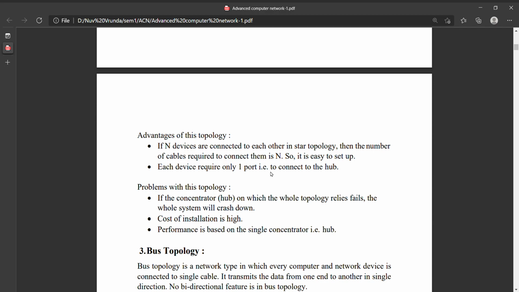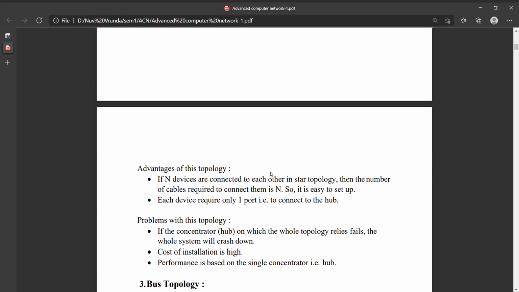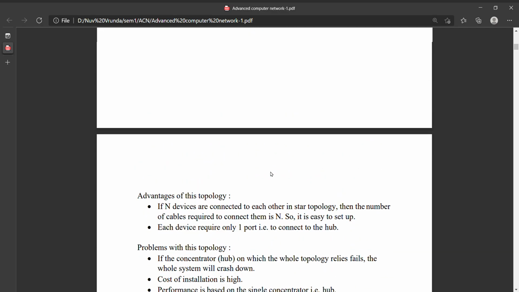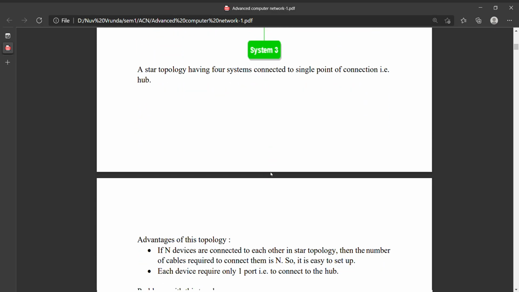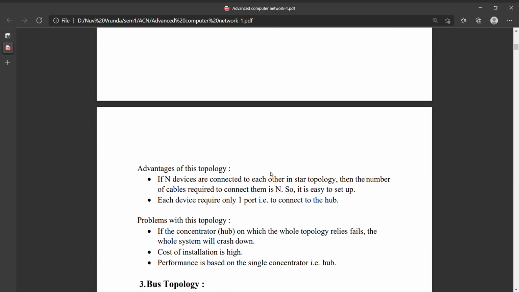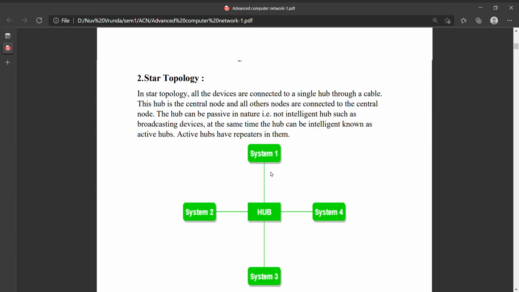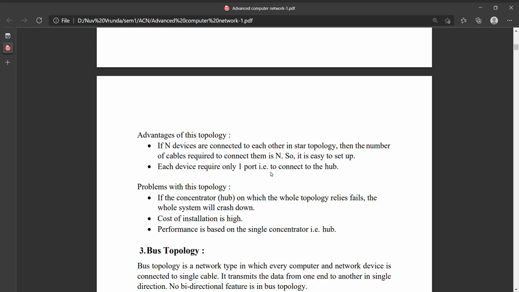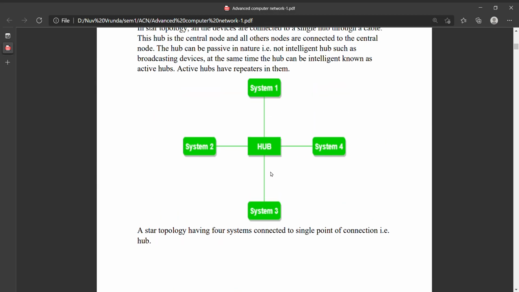What is the actual problem? If the connector or hub which the whole topology relies on fails, the whole system will crash. If there is any problem in the hub, then the whole system is crashed, so we cannot transfer data from one system to another, or do work on it. Cost of installation is high. Performance is based on a single concentrator, the hub. So all systems are dependent on only one hub. If the hub is crashed, then the system can be crashed. So this is the limitation of star topology.